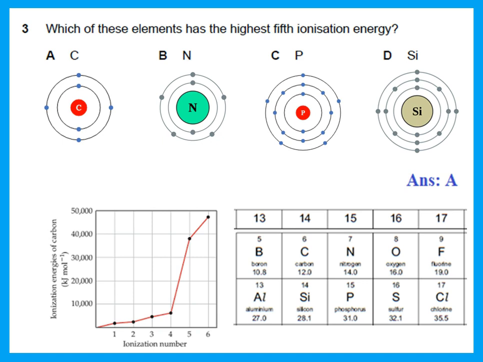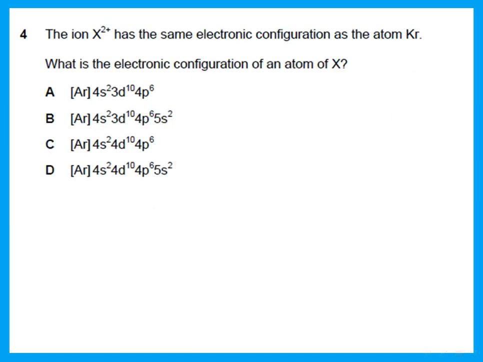Okay, so my answer is A. Then he says the ion X2 plus has the same electronic configuration as the atom krypton. Okay, that means that X, if I remove 2 electrons, then it is like krypton. So what is the electronic configuration of X? Well, krypton has 36 electrons. So if I remove 2 electrons from X, it is 36. That means X had 38 electrons.